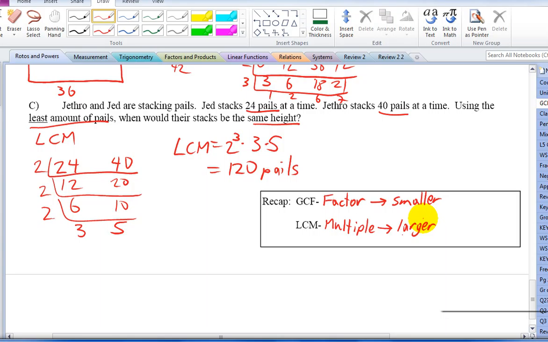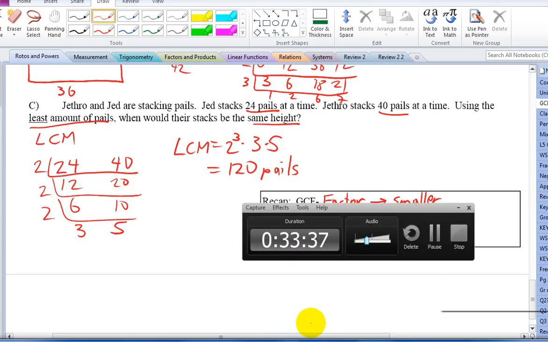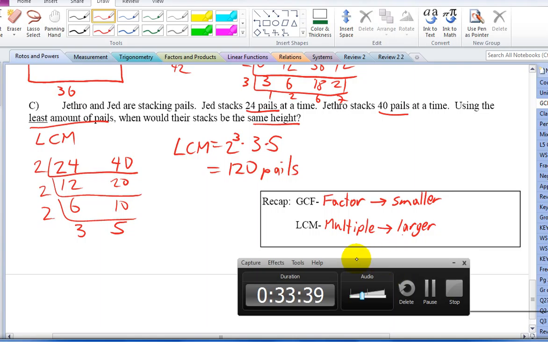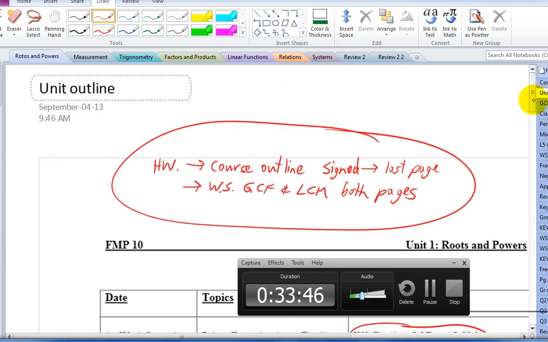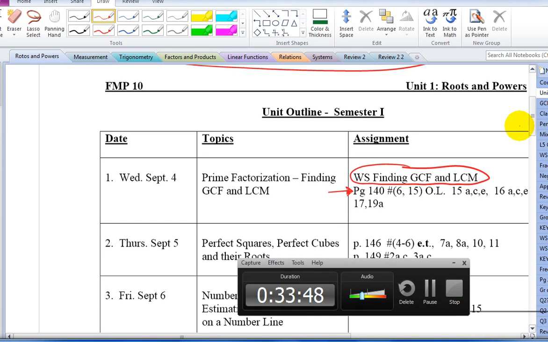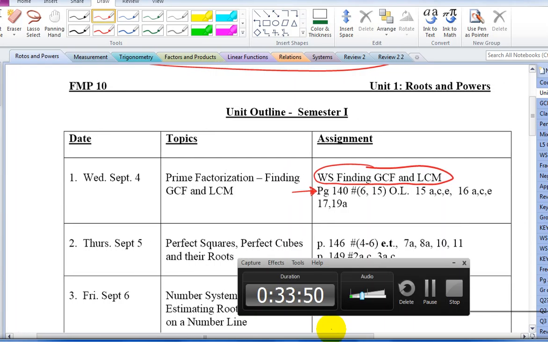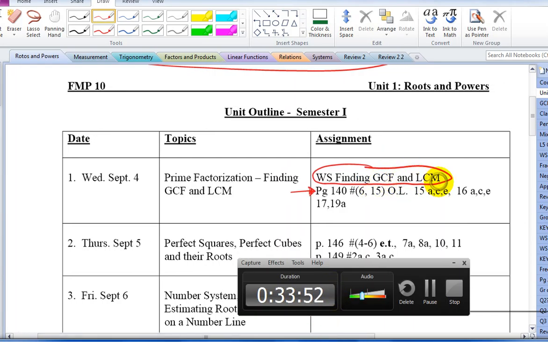So, for your homework, you're going to get about 5 minutes. If you look at your outline, today's work has a worksheet as well, finding the GCF and LCM. That's the next page, front and back. Once you start cruising, you'll go pretty quick. We're not going to do the textbook. We'll do that tomorrow in class.